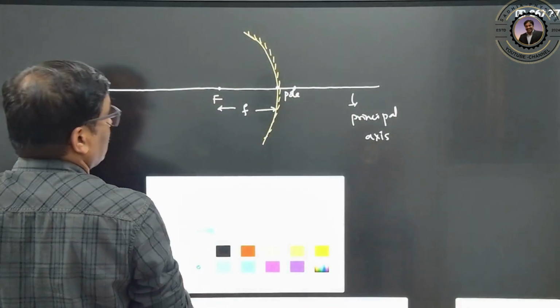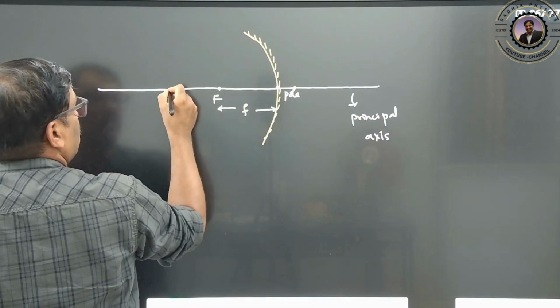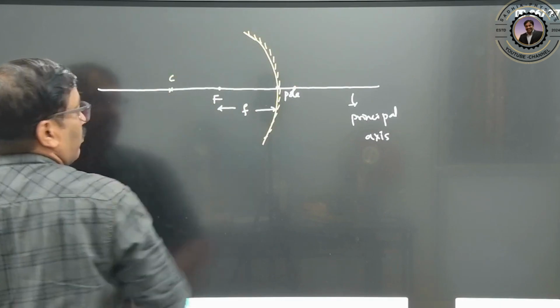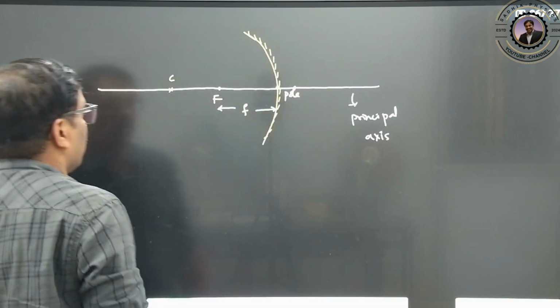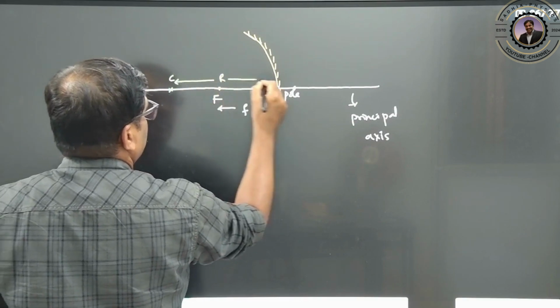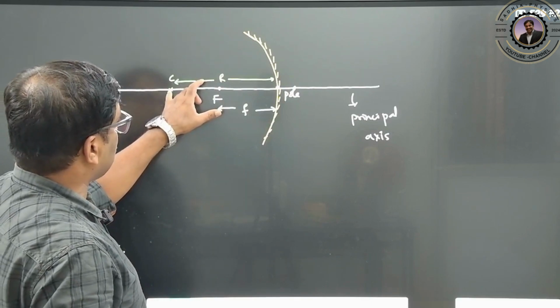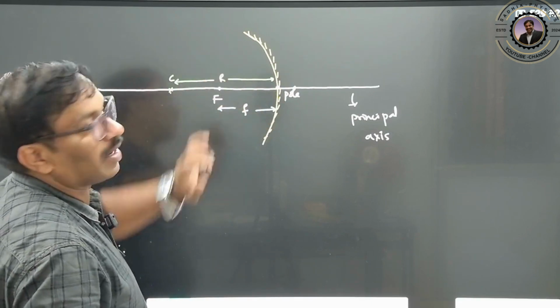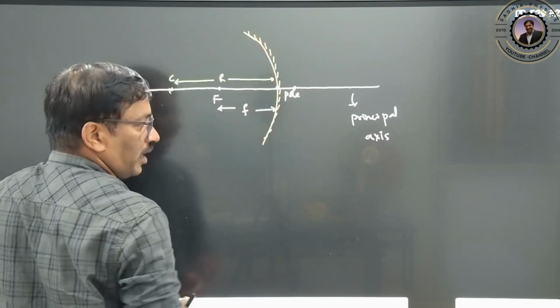And if you extend this, it will form a sphere. For this sphere, there will be a center. We will call it the center of curvature. Clear? And the distance from the center to the pole, we will call the radius of curvature. Obviously it is a sphere, so there is a radius for this.